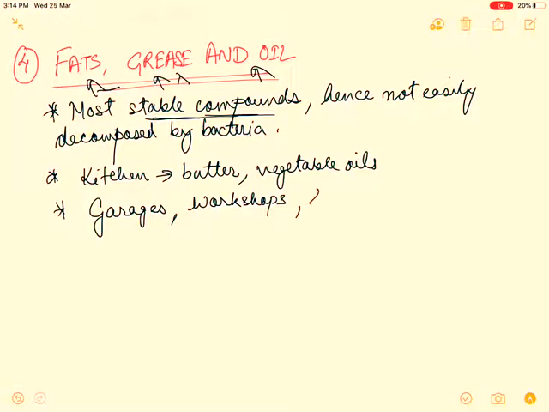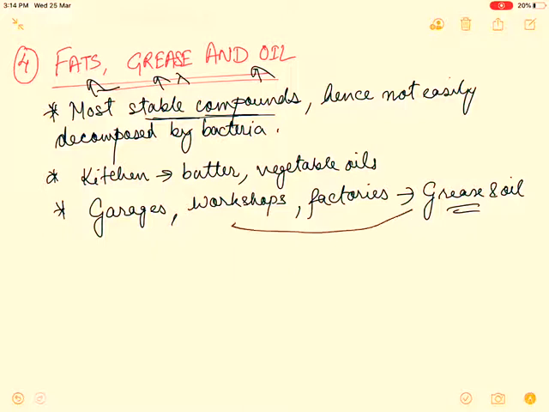Okay, factories, we will get grease and oils. So grease and oils can be obtained, or the wastewater gets grease and oil, when they come from garages, workshops and factories. Okay, all right, next.